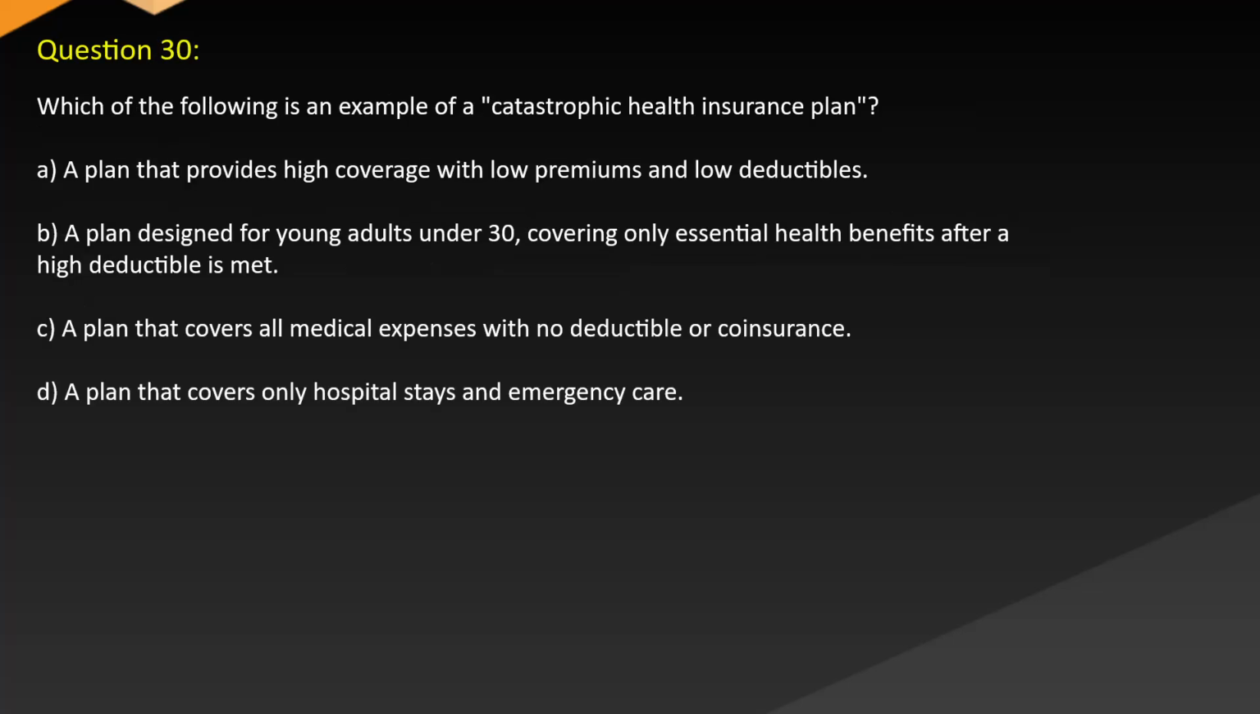Question 30. Which of the following is an example of a catastrophic health insurance plan? A. A plan that provides high coverage with low premiums and low deductibles. B. A plan designed for young adults under 30, covering only essential health benefits after a high deductible is met. C. A plan that covers all medical expenses with no deductible or coinsurance. D. A plan that covers only hospital stays and emergency care.